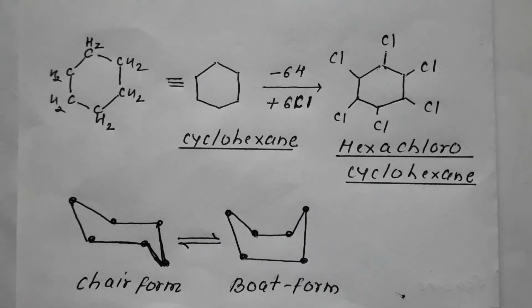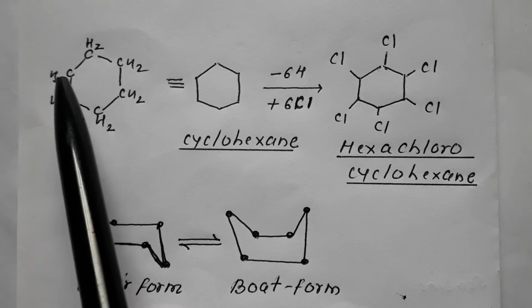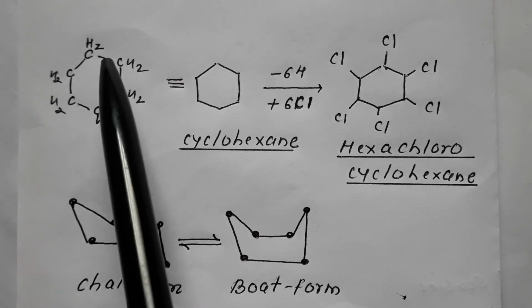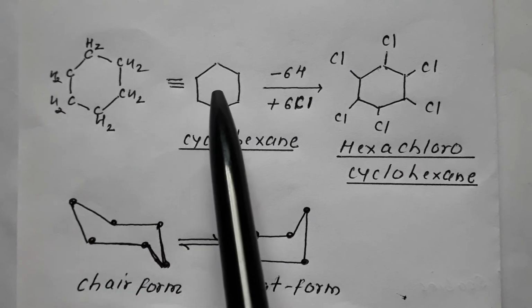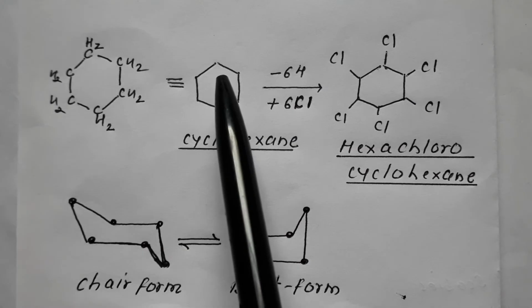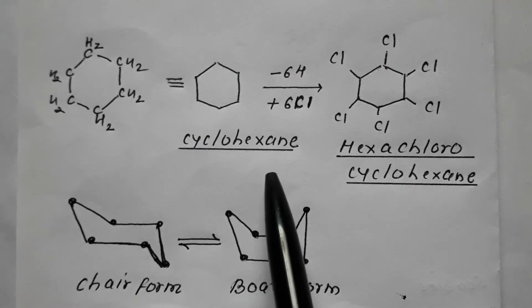Now, as I told you, this compound is a derivative of cyclohexane. So how do we express cyclohexane? Cyclohexane is CH2, CH2, CH2, CH2, CH2, CH2. This is cyclohexane, which is represented by making a hexagon. Each of these carbons has CH2.